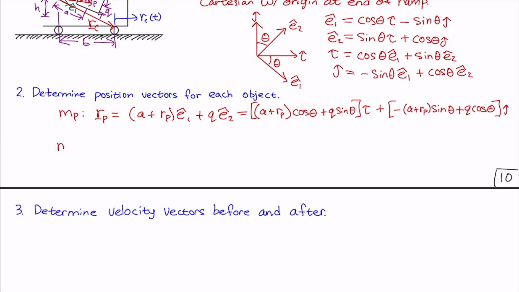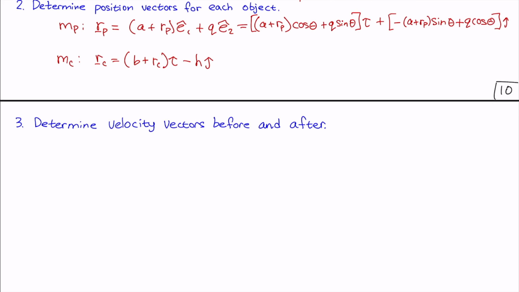Now for the cart, MC, we're going to have here RC equal to Q plus, hold on a second. This should be, it should be B. I'm not sure why I have Q in my notes. Should be B plus RC, that's a function of time in the I direction minus HJ. Okay.